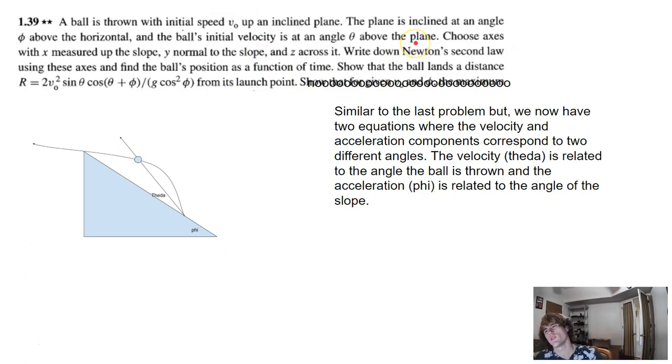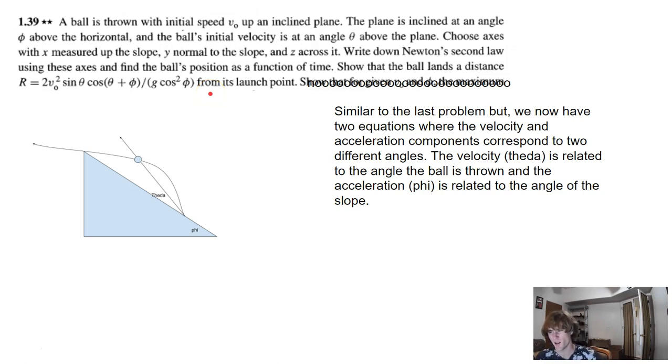Write down Newton's second law using these axes and find the ball's position as a function of time. Show that the ball lands a distance of R = 2 v initial squared sine theta cosine of (theta plus phi), divided by g cosine squared of phi, from its launch point.